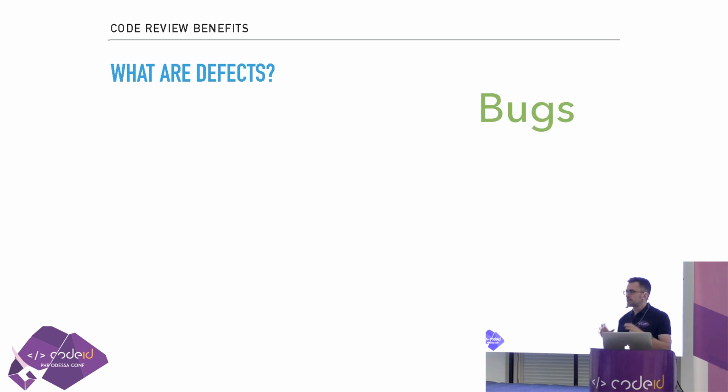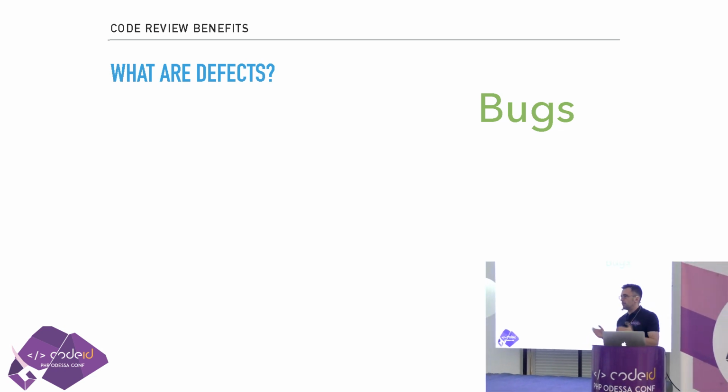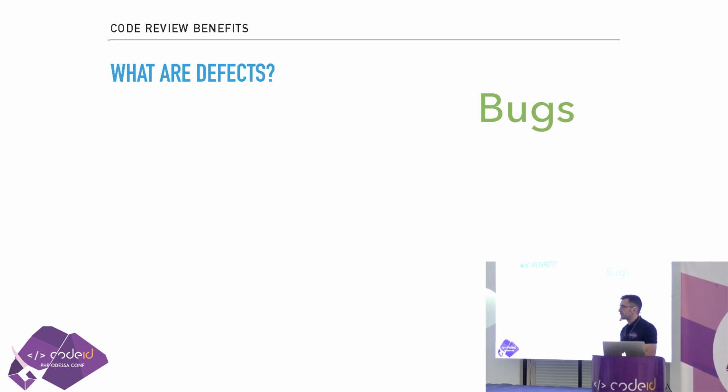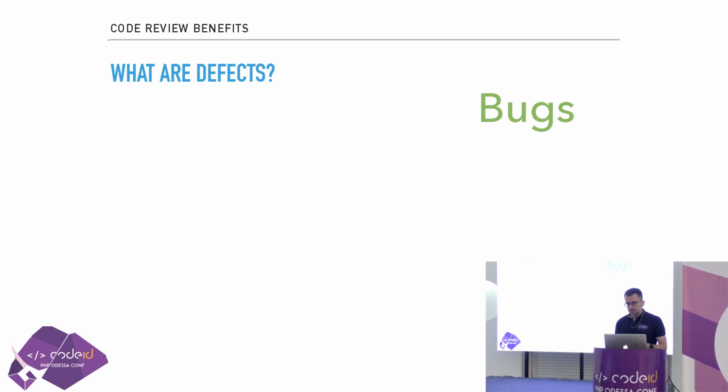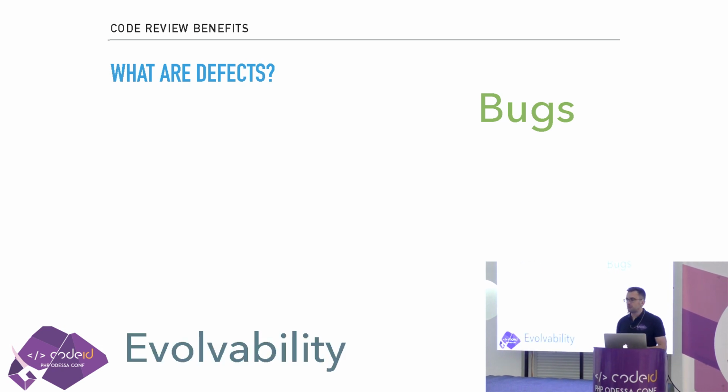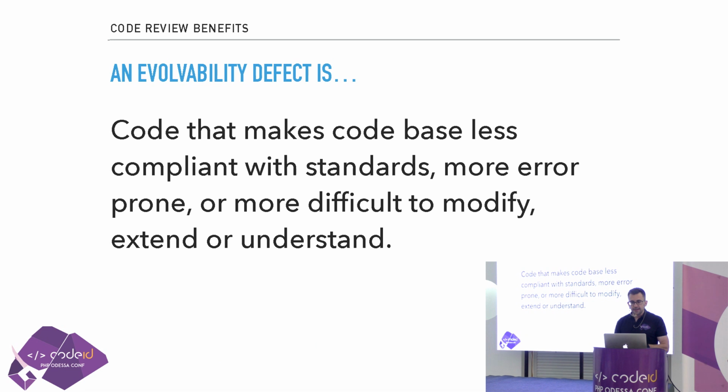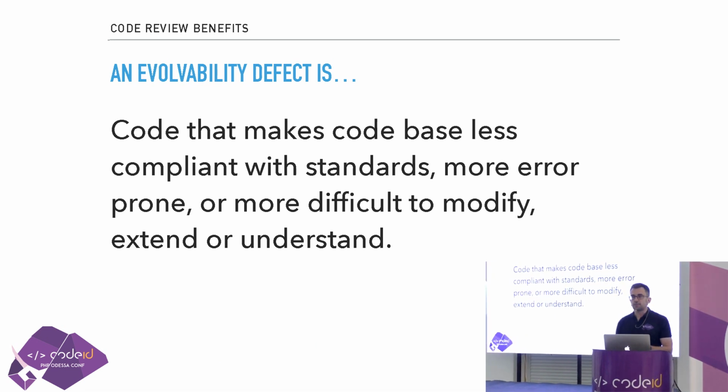Actually, I'm going to talk about two classifications of defects. The first is, I suppose, your traditional bugs. That is code that, if you executed it, either the application would crash or it would give you the wrong result. You might expect to find lots of issues like this in code review. But there's another classification called evolvability defects. Its formal definition is code that makes the code base less compliant with standards, more error-prone, or more difficult to modify, extend, or understand. So it's a posh word for technical debt, basically.